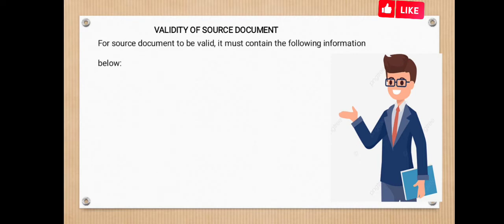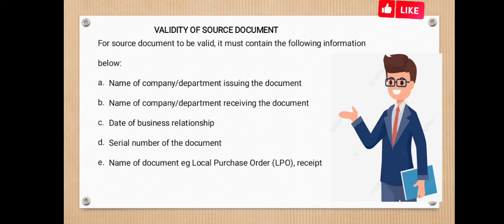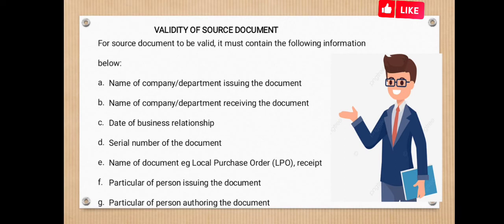For a source document to be valid, it must contain the following information. A. Name of company issuing the document. B. Name of company receiving the document. C. Date of business relationship. D. Serial number of business document. E. Name of document, for example, local purchase order LPO, receipt. F. Particulars of person issuing the document. G. Particulars of person authorizing the document.